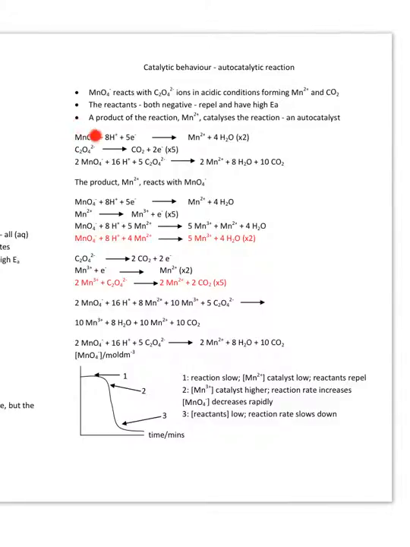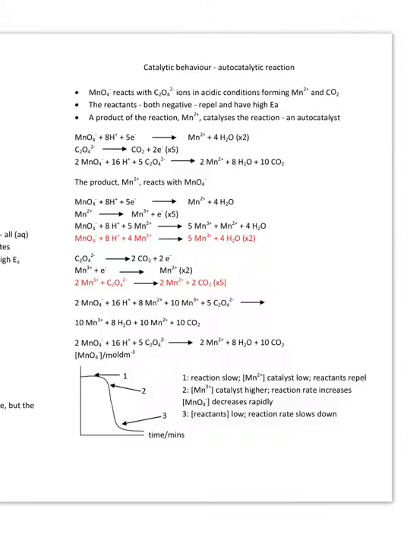We have manganate reacting with ethanedioate, and the manganate is in acidic conditions, so the manganate turns into Mn2+. You need H+ ions and water as a byproduct. So I balance in the order of waters, add the H+'s, and it's 5 electrons. The reason it's 5 electrons is that this is a +7 oxidation state, this is +2. So you need to add 5 electrons to allow that reduction to take place.